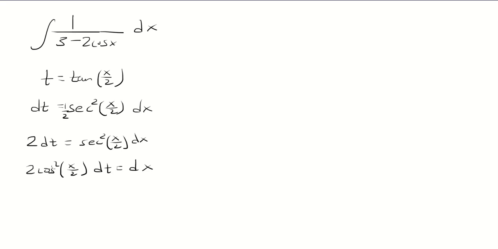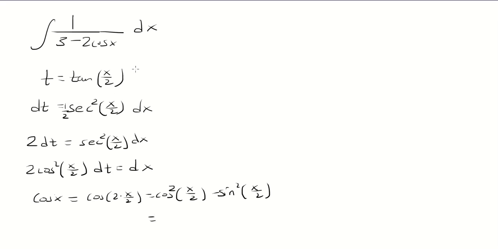But the problem is you want to have cosine squared x over 2 in terms of t. So what we have to use is the double angle identity. So we'll start off with cosine x. That's going to equal cosine of 2 times x over 2, which is equal to, this is a double angle identity now, cosine squared x over 2 minus sine squared x over 2.